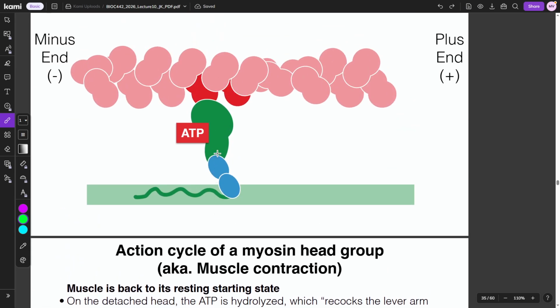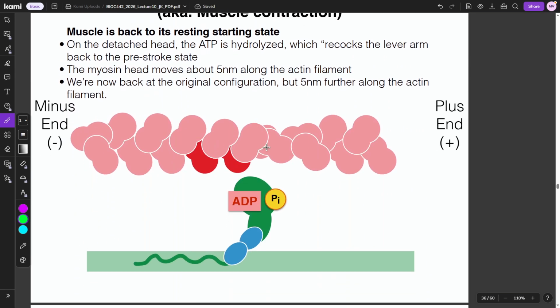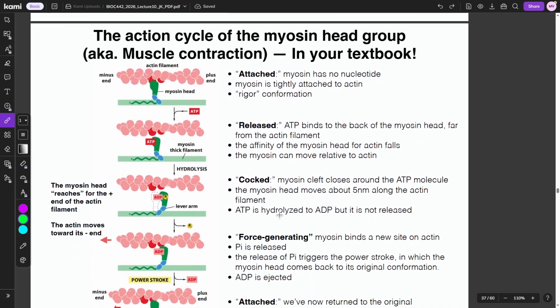Then a new ATP comes in and binds to the myosin head, and the hydrolysis happens. So the ATP binds, this gets hydrolyzed, and that does two things: one, it unbinds the myosin from the actin, and two, it pulls the myosin head back to the original starting position. And now we're back here, at the hydrolysis portion. So it's been hydrolyzed, right? Now we have this ADP and PI.